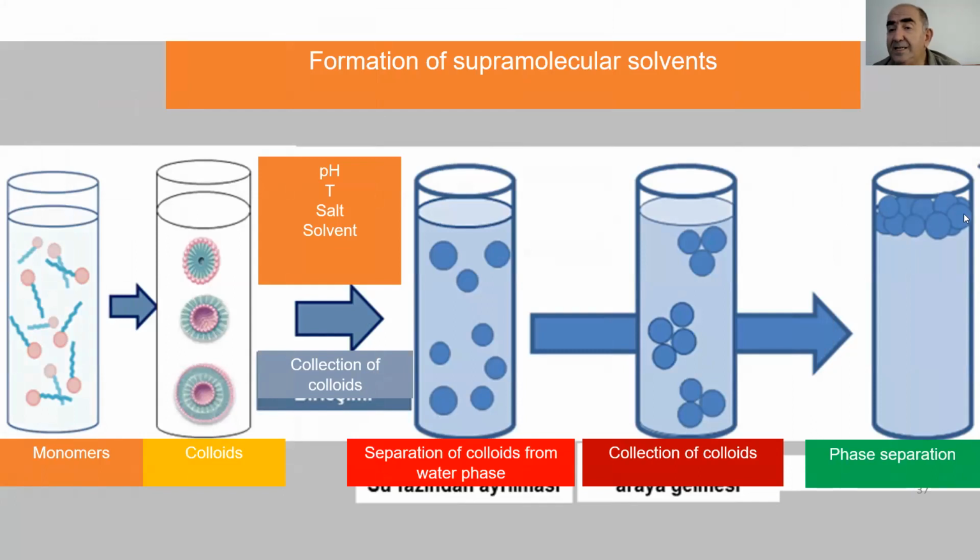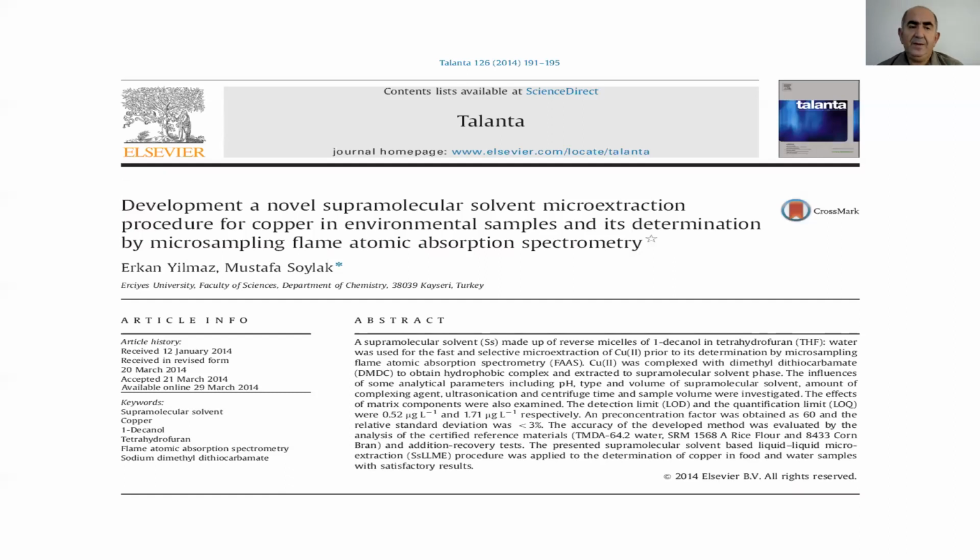At the end, we can get two different phases. Our extraction phase is the upper level. We can easily separate the extractant phase from the aqueous phase by using micro syringes and other techniques. And as an example, we can extract copper in environmental samples by using supramolecular solvent microextraction studies. We applied this methodology for the determination of copper in food and water samples.